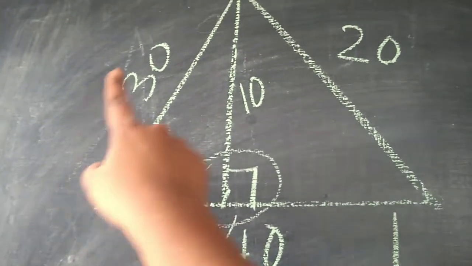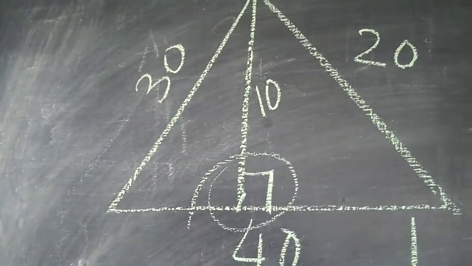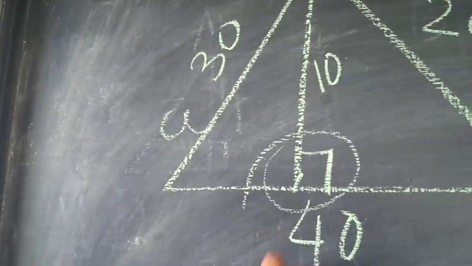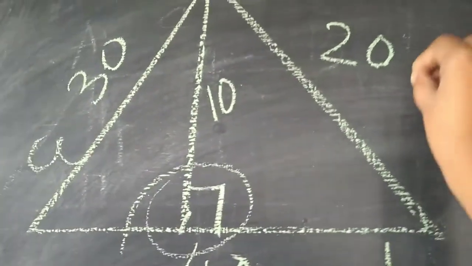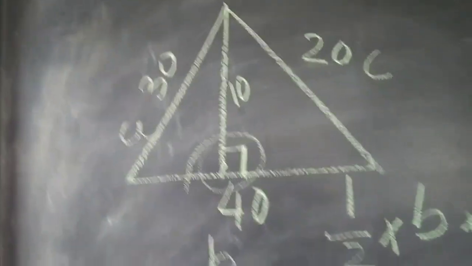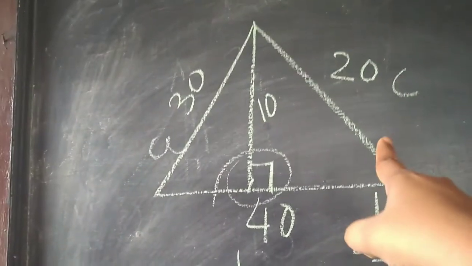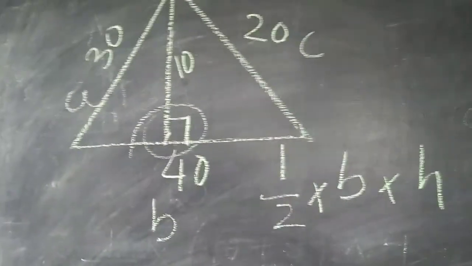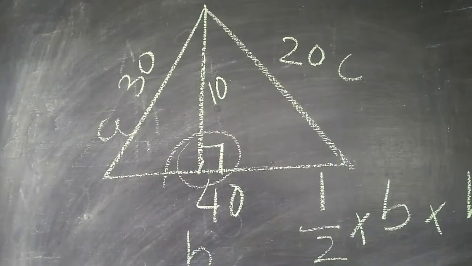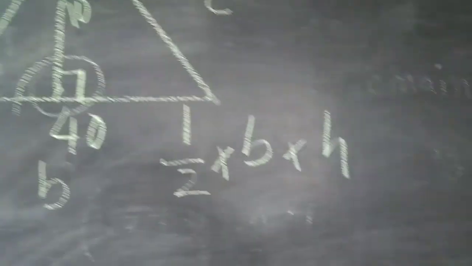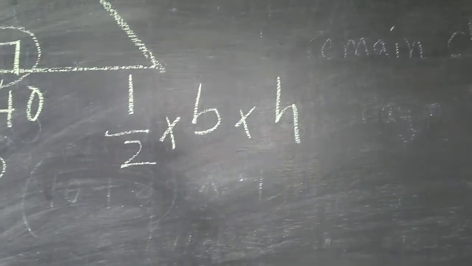If you are using Heron's formula, you can take any of the numbers as any sides A, B, C. I can keep A here, B here, and C here, or you can also take this as A, B, C. There is no hard and fast rule that you have to take this side only as A, this side only as B, this side only as C. Anywhere you can put it as A, B, C if you are using Heron's formula. If the height is given, you are always going to use the formula half into base into height.